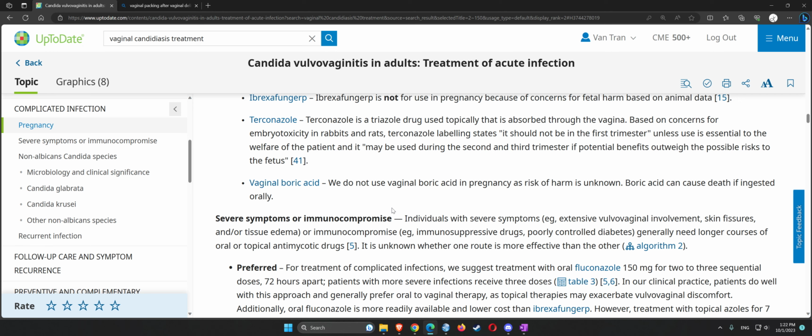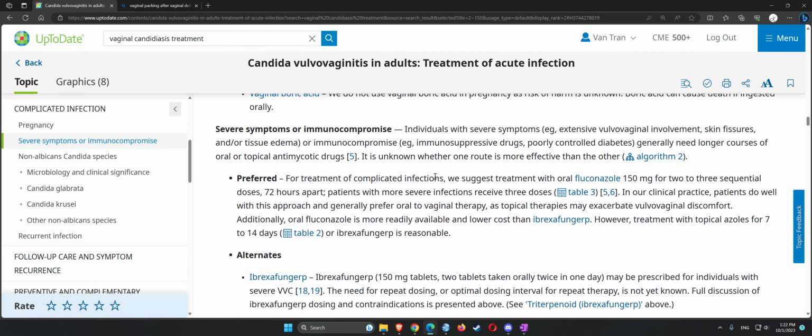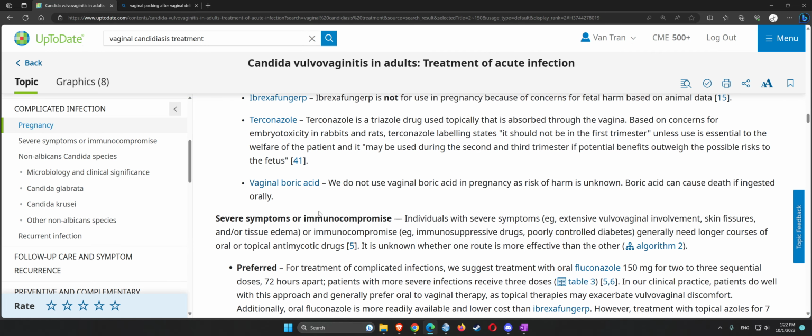For recurrent yeast infection, it's either 3 episodes in 6 months or 4 episodes in 1 year. And for BV? For BV, I believe it's 3 episodes in 1 year. Right. And how do you diagnose recurrent UTIs? How many UTIs do you need to diagnose one?